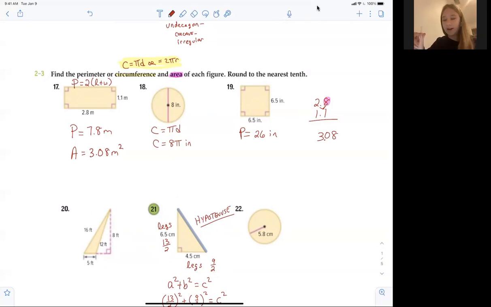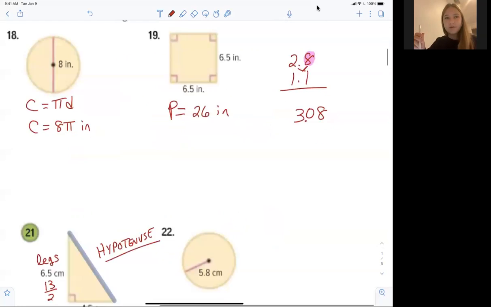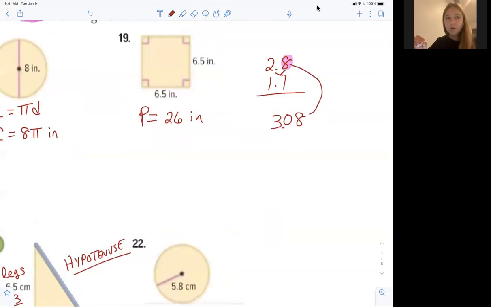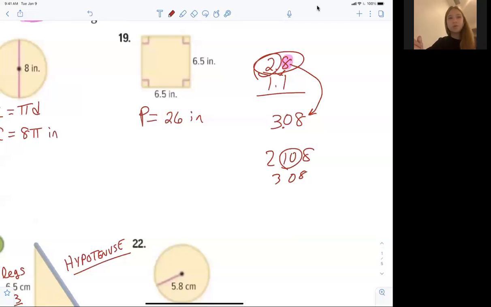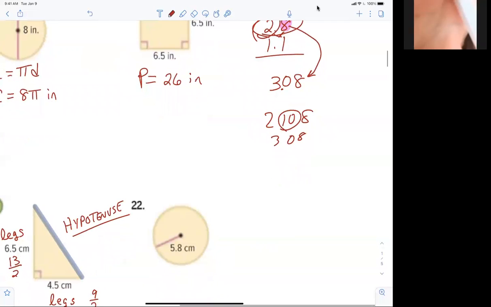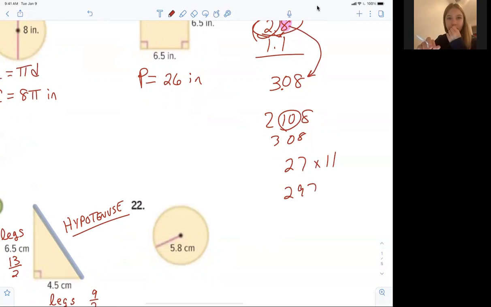Can you do that again? Yeah, whenever you multiply by 11, you put the last number down, you add the digits, and then you put the first number down. So normally it'd be 2, 10, 8, but this 10 can't be there. So that's a 0, you carry the 1, 308. Anytime you multiply by 11, let's say 27 times 11, everybody should be able to look at that and say that's just 297. The 7 goes down, add, and then keep the 2.